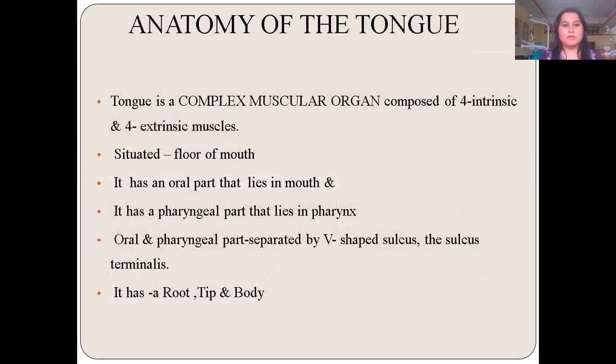So, starting with the anatomy, the tongue is a complex muscular organ composed of 4 intrinsic and 4 extrinsic muscles. It is situated in the floor of the mouth. So basically, it has two parts, an oral part that lies in the mouth and a pharyngeal part that lies in the pharynx. The oral and the pharyngeal part of the tongue are separated by a V-shaped sulcus, which is called the sulcus terminalis. The tongue has 3 parts, the root, tip, and the body.